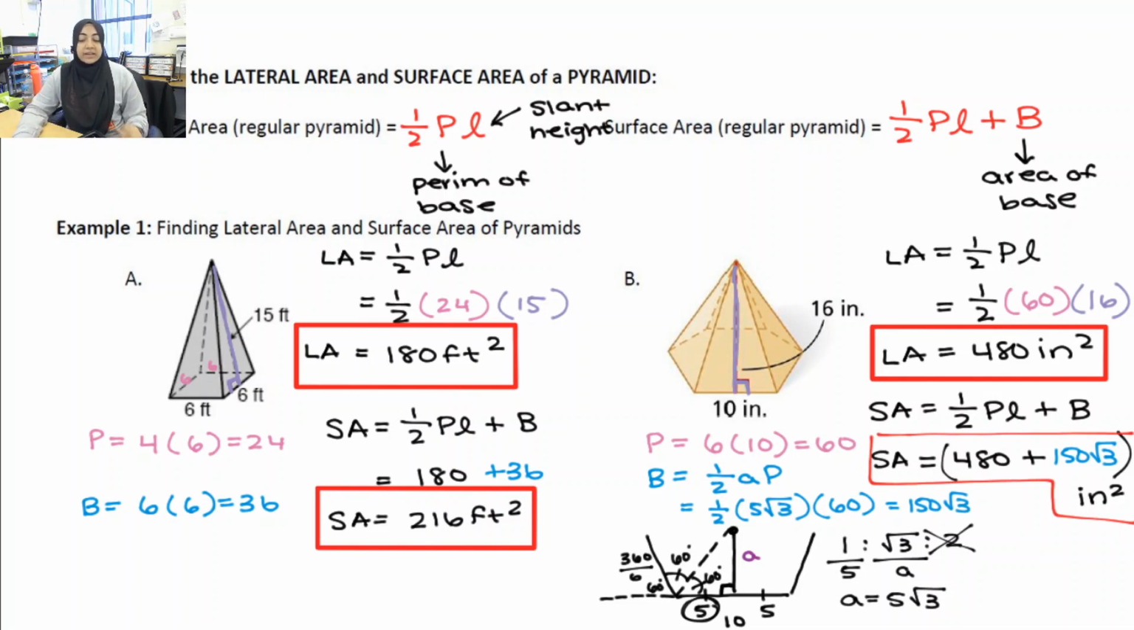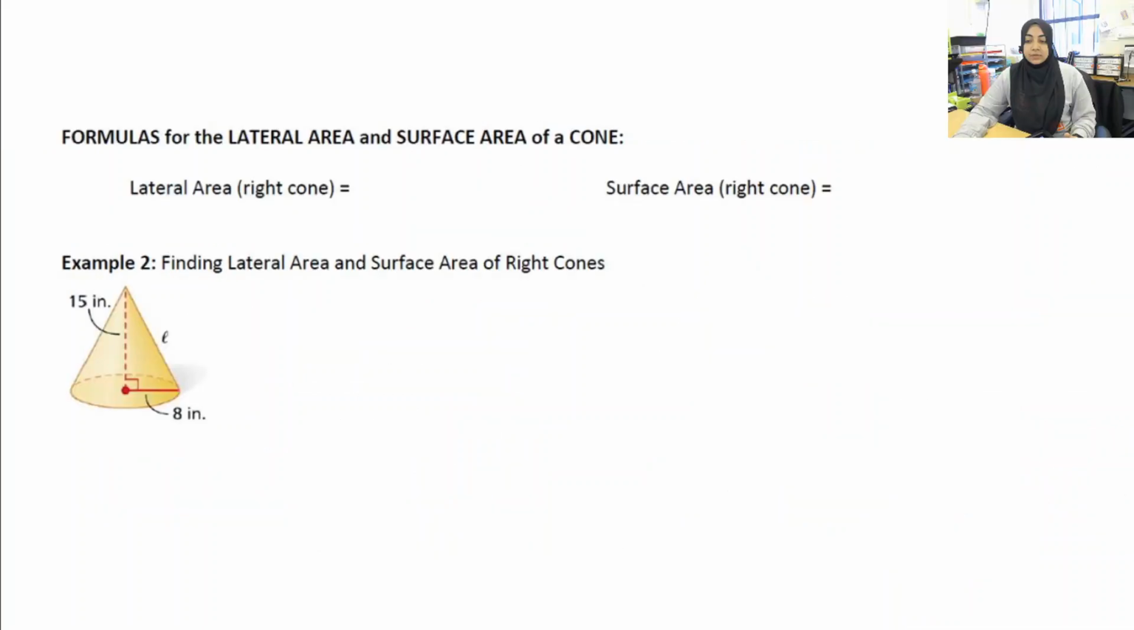Okay, now let's talk about cones. The lateral area of a right cone, the formula for that is pi RL. And the surface area for a right cone is, again, that lateral area, pi RL, plus my base, which is a circle, so pi R squared.